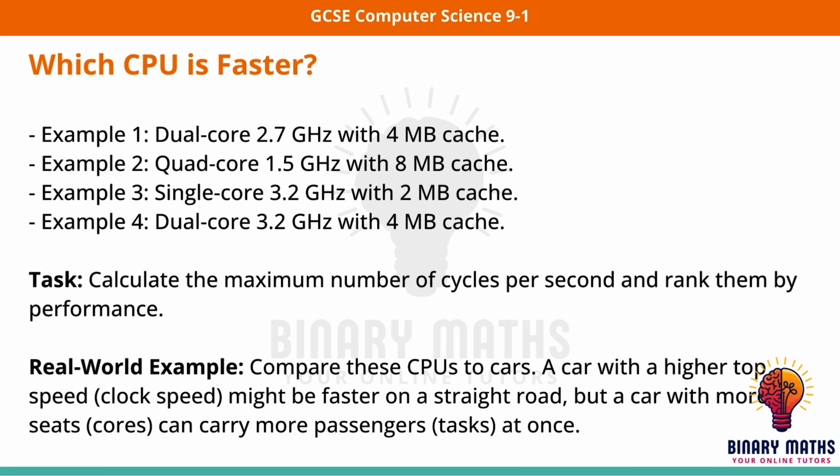A higher clock speed means faster processing. More cores means more tasks can be handled at once. And a larger cache means quicker access to frequently used data. So which one would you choose?